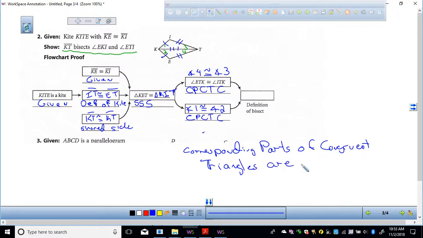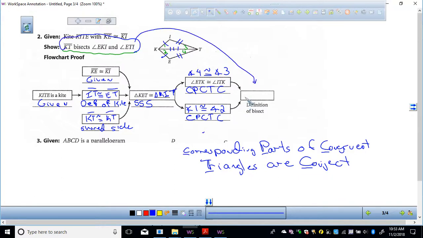are, it's not a conjecture, it's just a thing, okay? C, P, C, T, C. And what goes here? This, what I'm trying to prove, goes here, right?